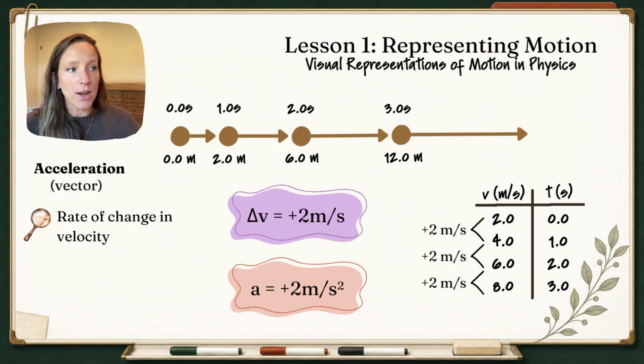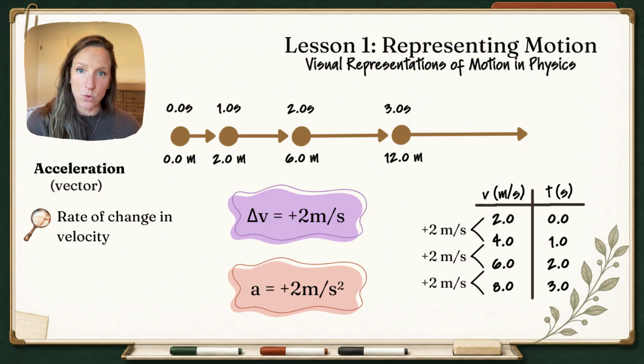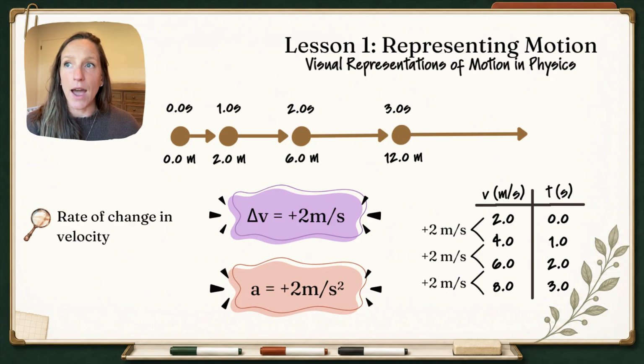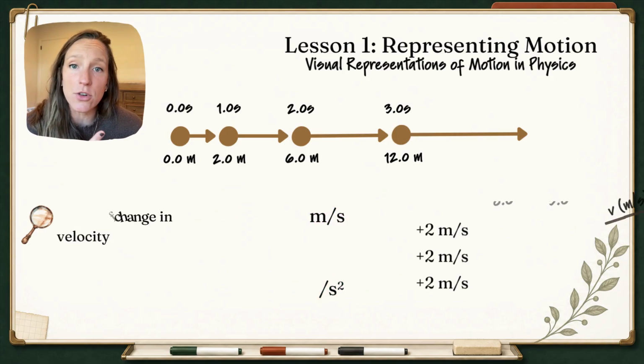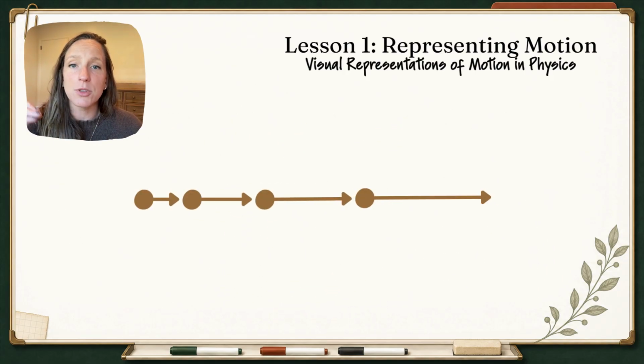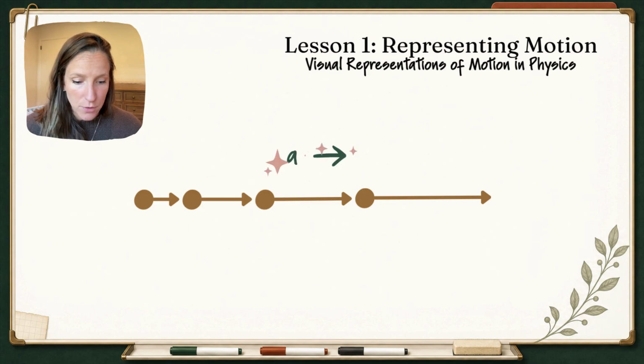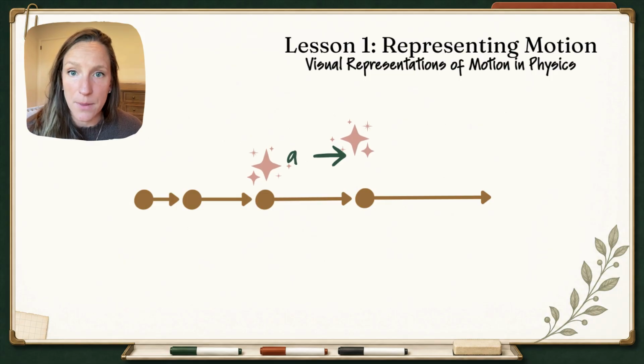In terms of a direction, though, we're looking again at the sign of the change in velocity. So velocity changes by positive 2 meters per second each time. Our acceleration will have a positive sign as well. Okay, we can add that on our motion diagram as a little vector above or below, labeled as delta V, or you'll sometimes see it labeled as A, to indicate the direction of the change in velocity or acceleration, so that would point to the right.